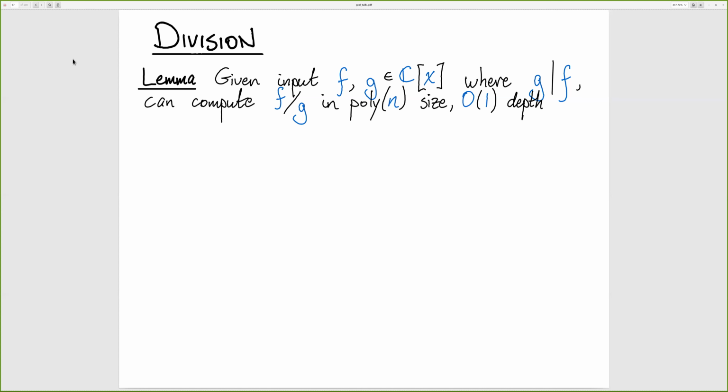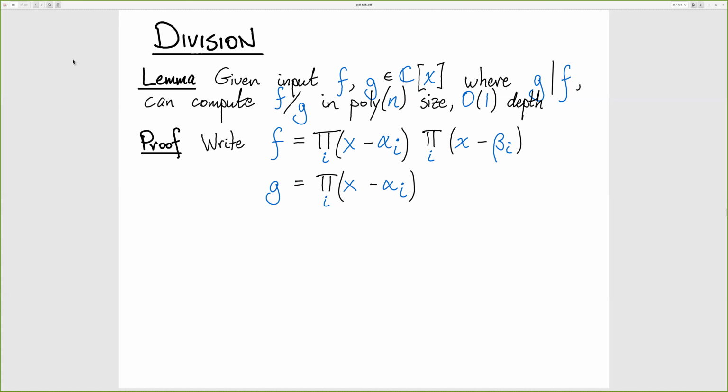Well, let me give you a simple algorithm. Let's say for the sake of analysis, we can't actually do this algorithmically, but for the analysis, let's factor f and g as products of linear terms. Because g divides f, we know it looks like this: there's some set of roots that f and g share, and then f has some extra terms here. So what are we going to do?